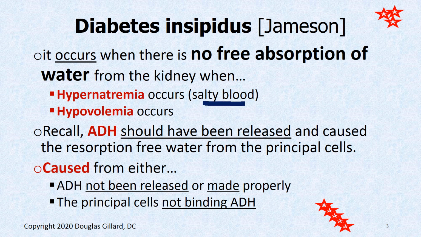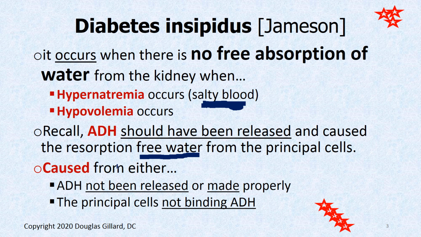If you get salty blood, remember we said one of the strongest stimulators of the release of ADH is salty blood. The ratio of water molecules to sodium molecules is off and sodium rules. That's hypernatremia, or hyperosmolarity, or hyperosmolality. Or when hypovolemia occurs, low blood pressure can also trigger the release of ADH through the RAAS system. Okay, and we recall ADH can be released, or should have been released, because of these two things, which would fix the problem by causing the absorption of free water.